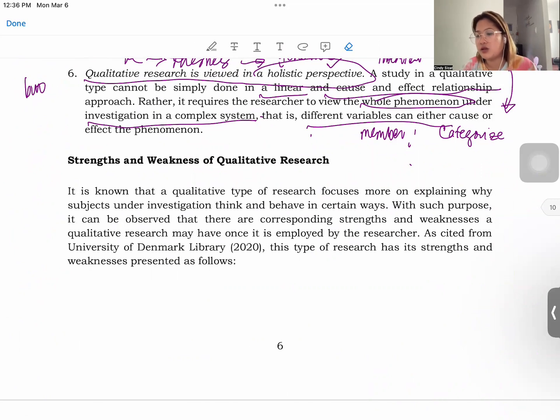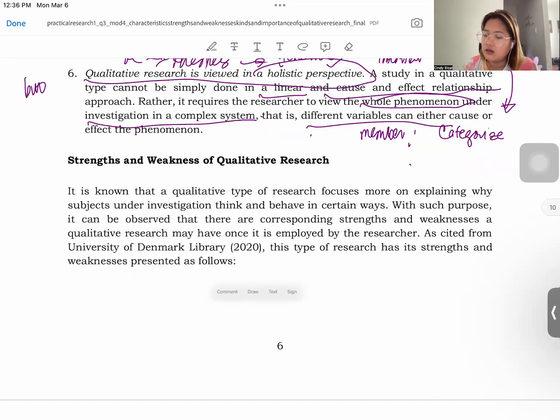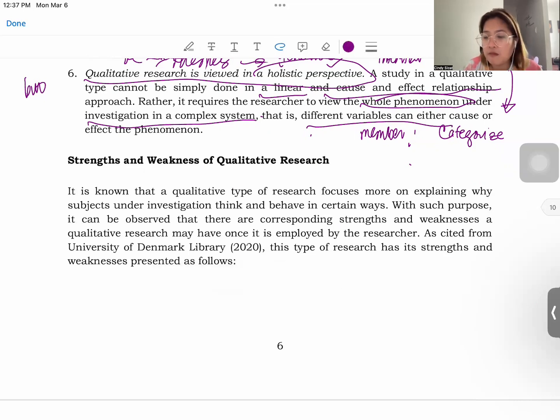So, now let's go to the strengths and weaknesses of qualitative research. Hindi naman kasi perfect lagi. Okay? So, there would be times na may strength siya, may weakness siya. So, even in other matters, like let's say teaching and cooking perhaps, or other specializations, they cannot really fix a single best method. Okay?